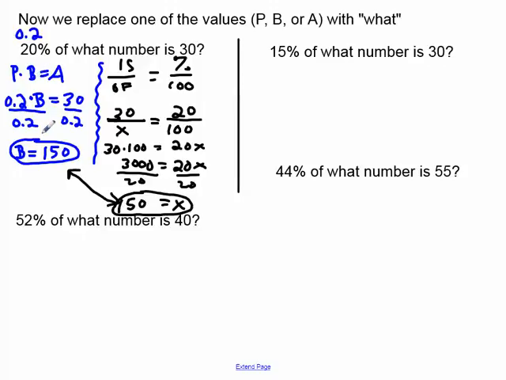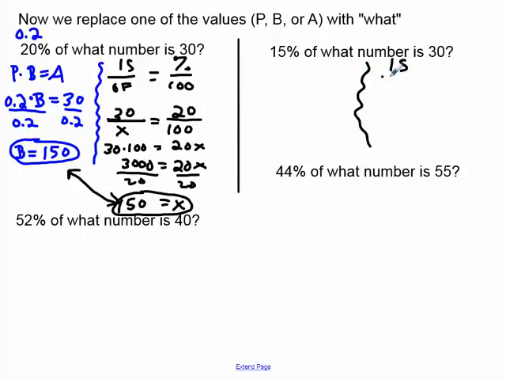If you feel comfortable with the blue, go ahead and do it. If you feel comfortable with the is to of, go ahead and do it. All right, 15% of what number is 30? It's got to be a pretty big number because 15% of that number is 30. Since 20% of what number is 30 meant 150, we're looking for maybe 170, 180, 190, maybe 200. But we're going to set it up and solve.